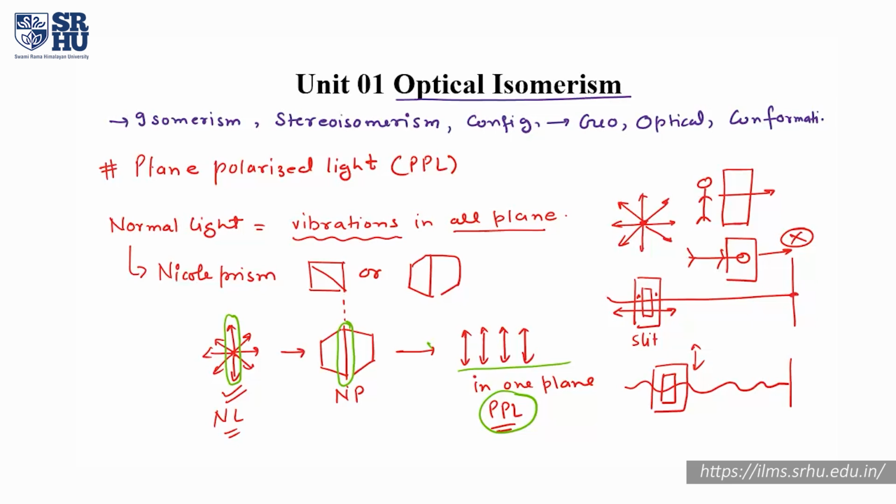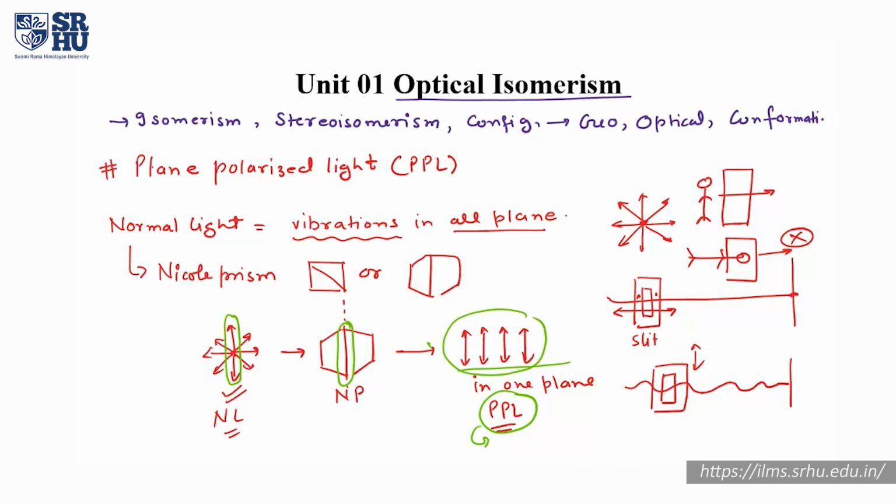So in a practical sense, plane polarized light looks similar to normal light. There is no difference. The difference can only be observed when you have a Polaroid glass. So this light is very important to understand optical isomerism.